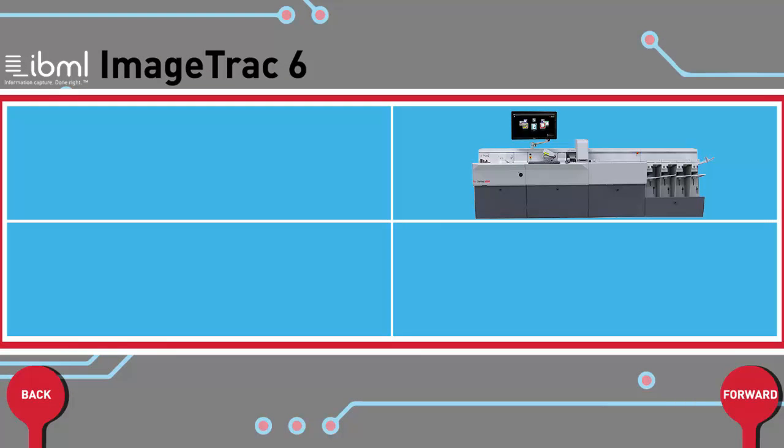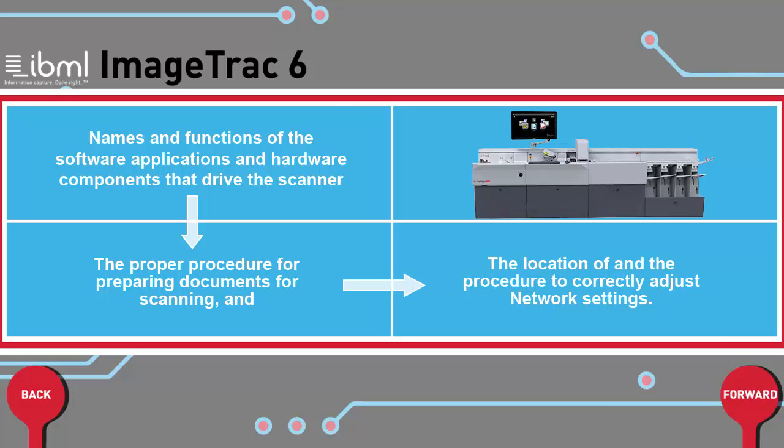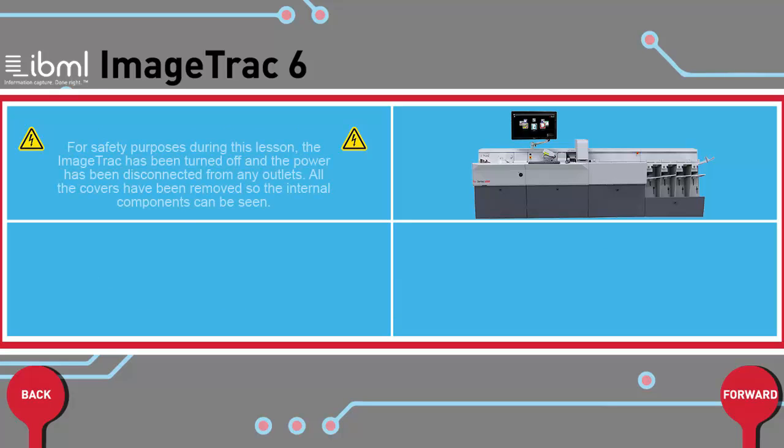In this course, you will learn the names and functions of the software applications and hardware components that drive the scanner, the proper procedure for preparing documents for scanning, and the location of and the procedure to correctly adjust network settings. For safety purposes during the hardware portion of this lesson, the ImageTrac has been turned off and the power has been disconnected from the outlets. All the covers have been removed so the internal components can be seen.